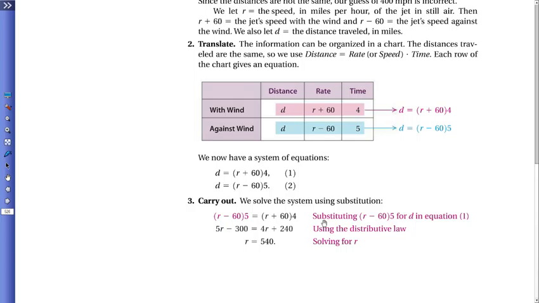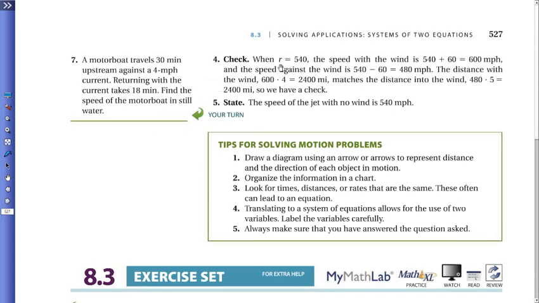So what is this r? What does that mean? You've got to remember what we defined it as. Well, this is the rate of the jet without any wind. So if I want to check this, if the plane speed is 540, when it goes with the wind, the actual ground speed is 600. So if it goes for 4 hours at 600 miles per hour, it's going to go 2,400 miles. If I go against the wind, it's going to be 540 minus that 60, which is 480 miles per hour. But in this case, the travel time is 5. And when I take 480 times 5, I get 2,400 miles.